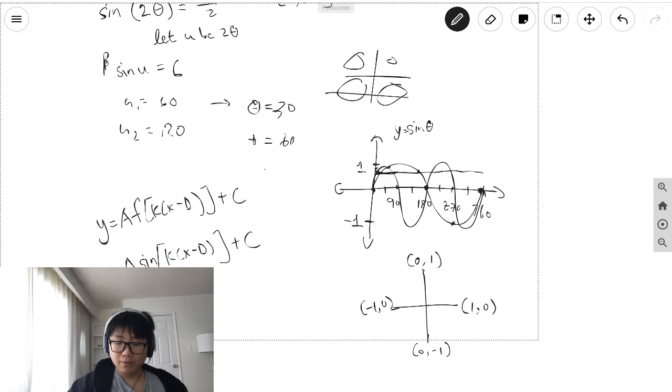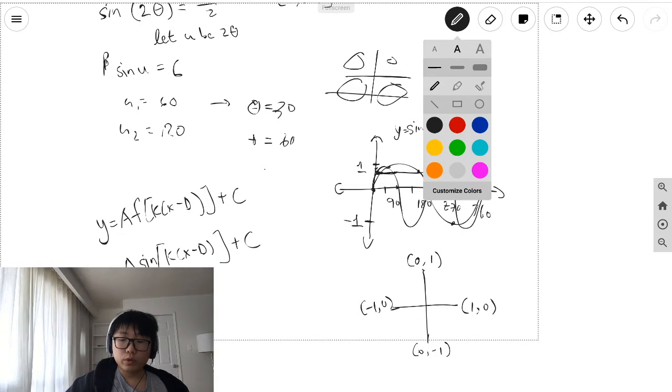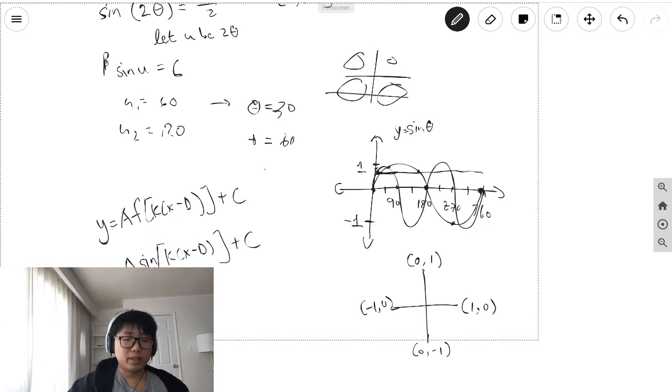When you compress it by a factor of 2, it means your period is now 180. Period is how far you go in the x direction before you repeat again. You did that for your physics unit. Back then, when we needed more solutions, we added 360. This time the period is now 180. So what you do is you add 180 to your answers.